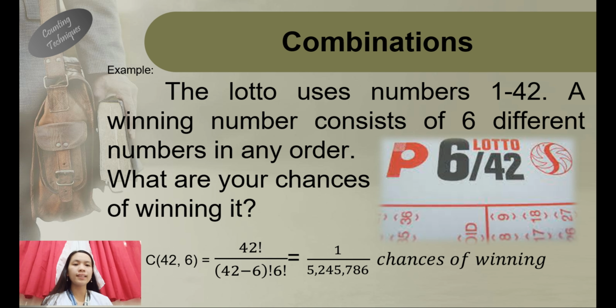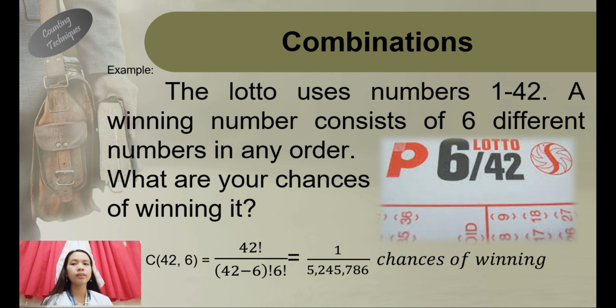Here is our last example. The Lotto, or small town lottery, uses numbers 1 to 42. A winning number consists of 6 different numbers or digits in any order. So, here is the question. What are your chances of winning in it?